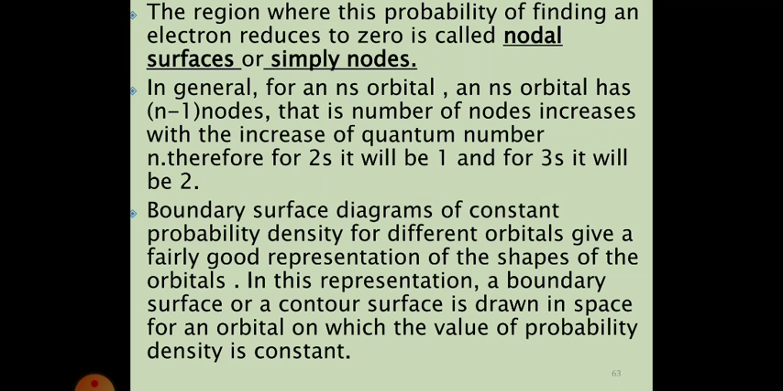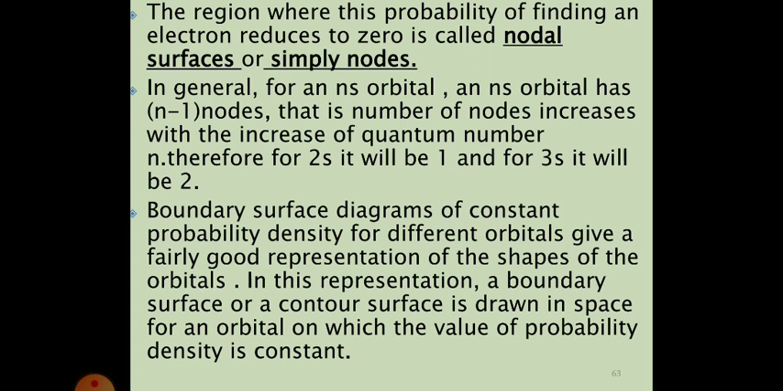Means at the center of an s orbital, the probability will be maximum, and if we move from the center, the density decreases, and the region where the probability of finding the electron reduces to zero, we call it a nodal surface, or simply nodes. Now students, in general an ns orbital has n minus 1 nodes. That is, the number of nodes increases with the increase of the quantum number n. Therefore for 2s it will be 1, for 3s it will be 2.